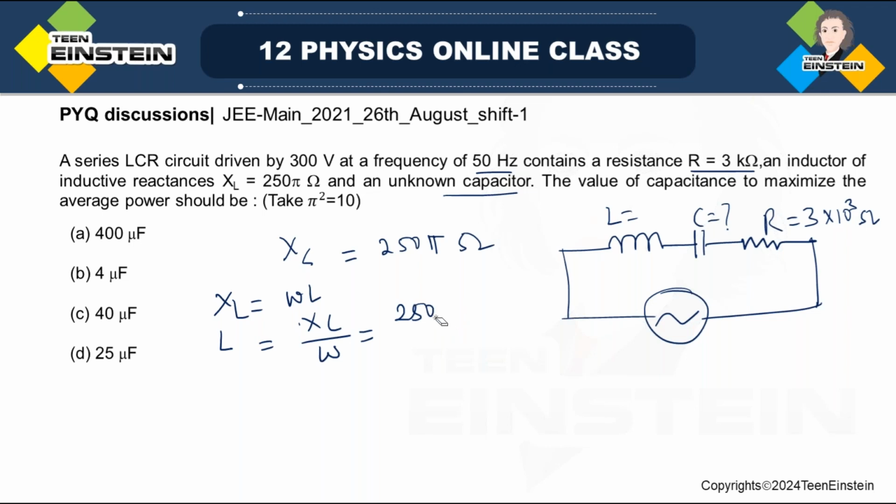25 pi ohm. So omega is again written as 2 pi. If frequency is given 50, okay, so this pi goes off, this and this I can write 5. So you know what you get, L is equal to 2.5 Henry. Okay, so we got that.